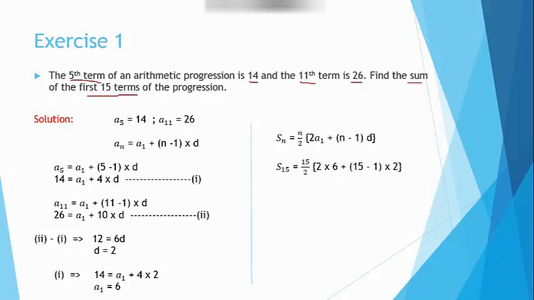That would give us S15 equals 15 over 2 times 2 times 6 plus 15 take away 1 times 2. By resolving that part, we get 15 by 2 times 12 plus 28, and further simplifying would give us 15 by 2 times 40. The sum of the first 15 terms of the progression would give us 300 as the answer.